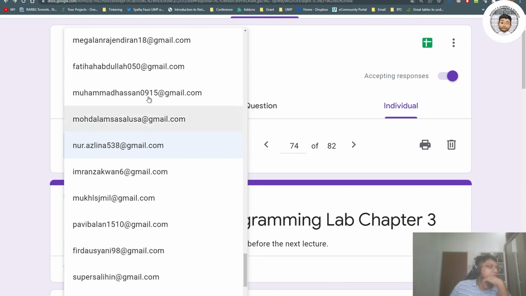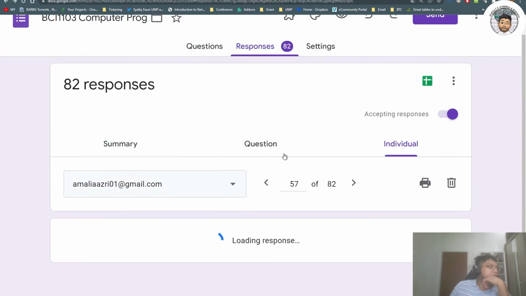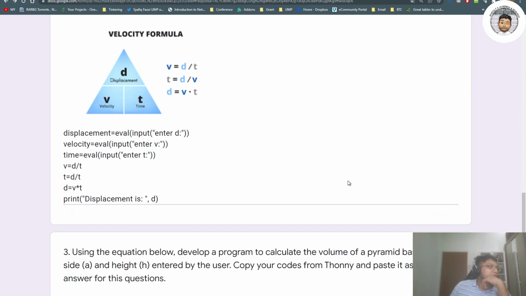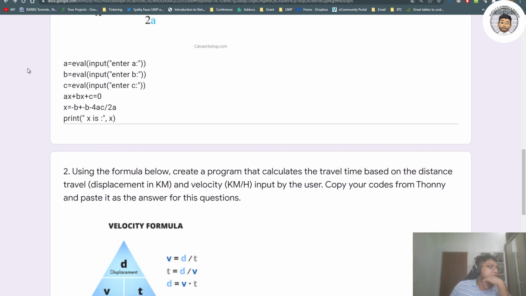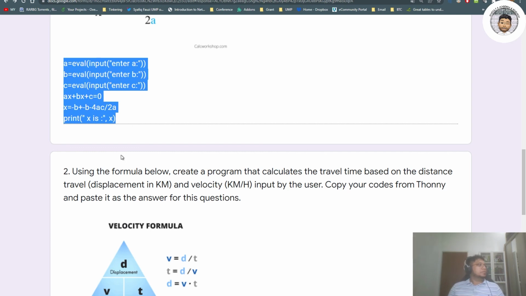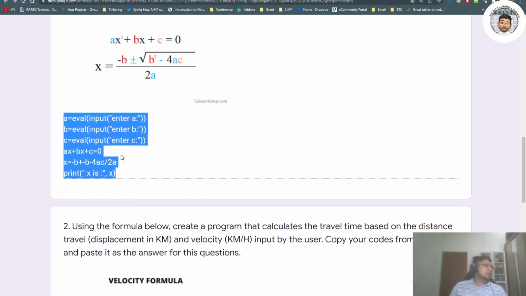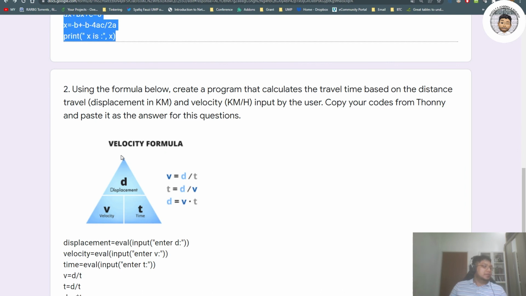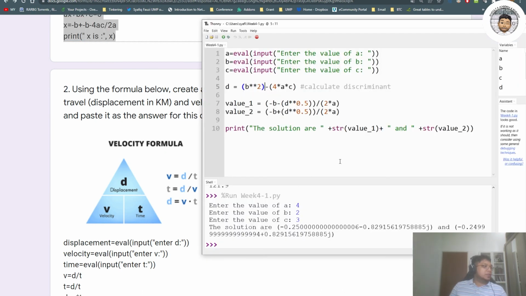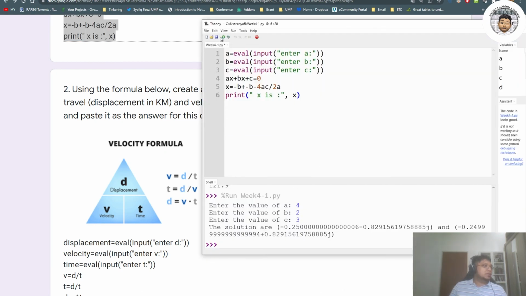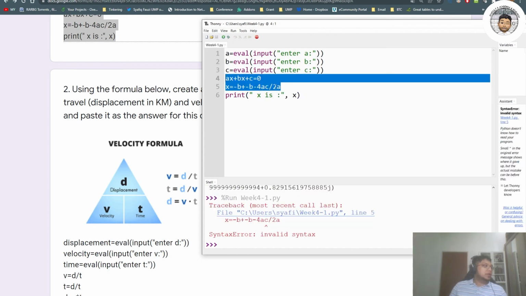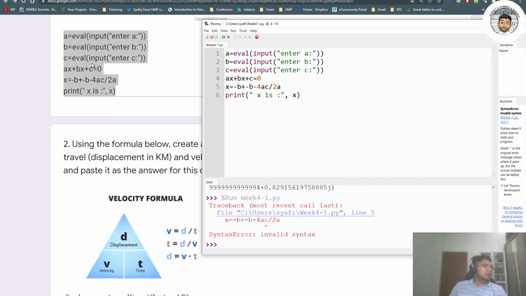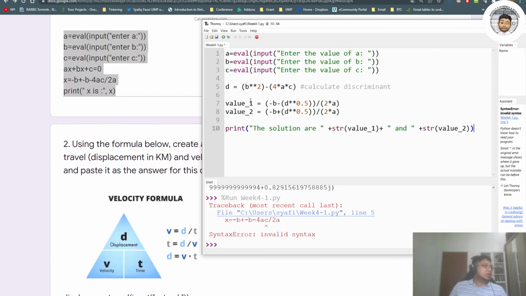So let's take a look. Random person number 2 is Amelia Azri. So here we got from Amelia Azri. I think question number 1 here is not correct. Let's try and run it. It's not correct. Looking at it also, it's not correct. She didn't do it in Python properly. So this one is wrong, basically. Syntax error. So this one is wrong. Supposedly she needs to do it like what Azlina did before, according to this one.